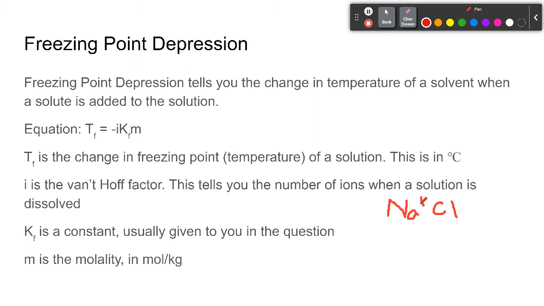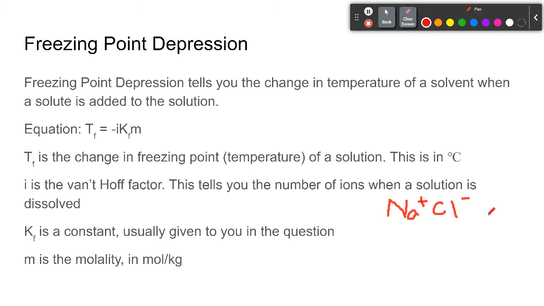Our Na has the positive charge. Our Cl has the minus charge. So we have a cation there and we have an anion there. That means we have 2 total ions. So in this case, our Van't Hoff factor would be 2.